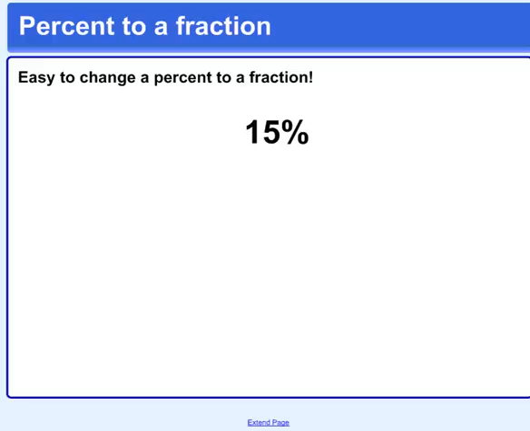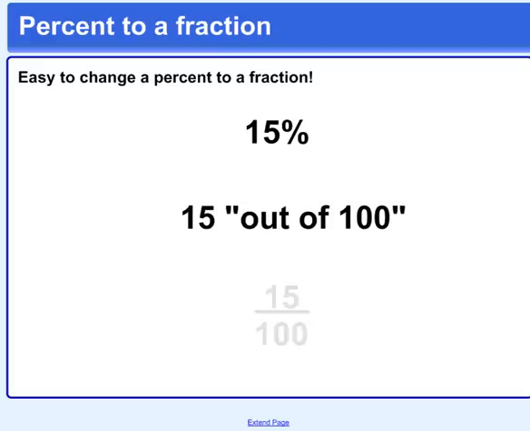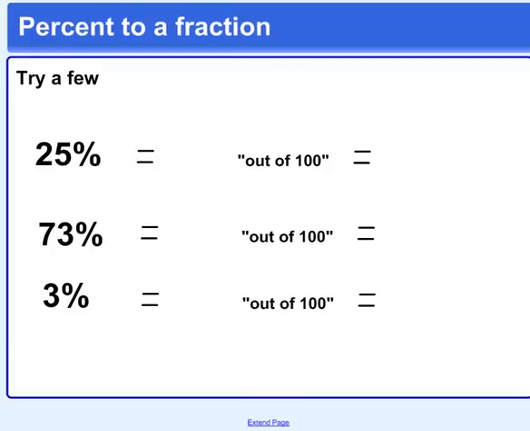You start with 15%. Now that means 15 out of 100. So if you're thinking of it as 15 out of 100, you would write it as the fraction 15 over 100, which means 15 out of 100. So there we have our percent, and we turned it into our fraction. Why don't you try a few? Here you have 25% equals, so go ahead and convert these three to a fraction.